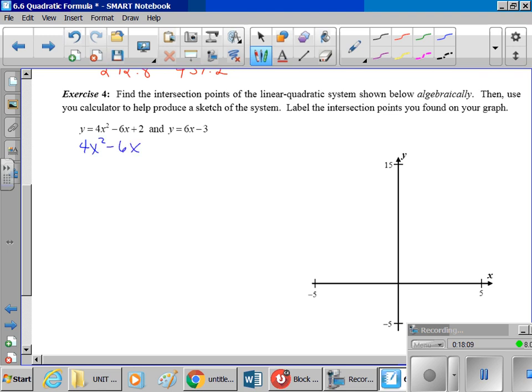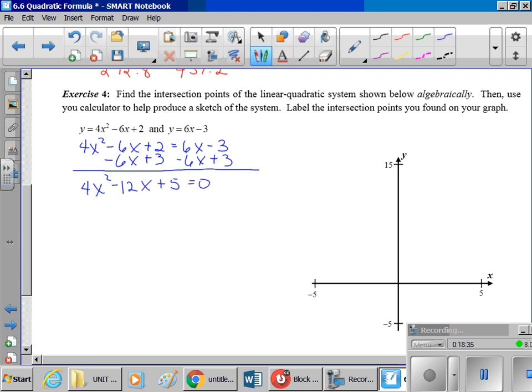Minus 6x plus 2 is equal to 6x minus 3. And again, we can put this into our calculator to find the intersection points. So that way we know when we are solving this, we get the right answer. So minus 6x plus 3, minus 6x plus 3. And we get 4x squared minus 12x plus 5 is equal to 0.